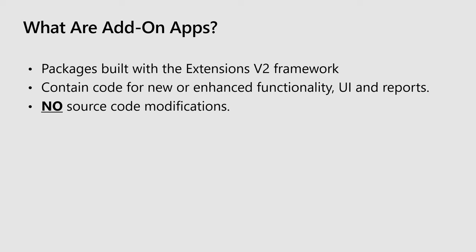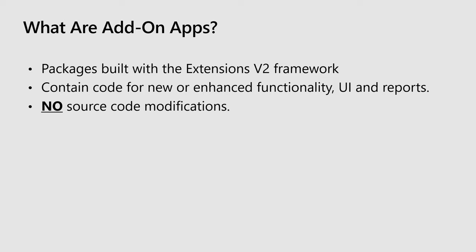So what are add-on apps? They're packages that contain code and UI and definitions for things that you'd like to have inside of the Business Central product that are built using the extensions v2 framework. This is a framework for building packages and extensions and apps that we put into the product about 2 years ago, maybe a little bit more than that.